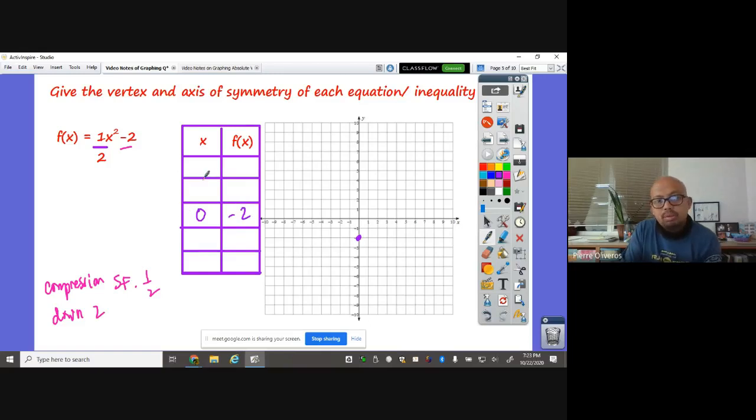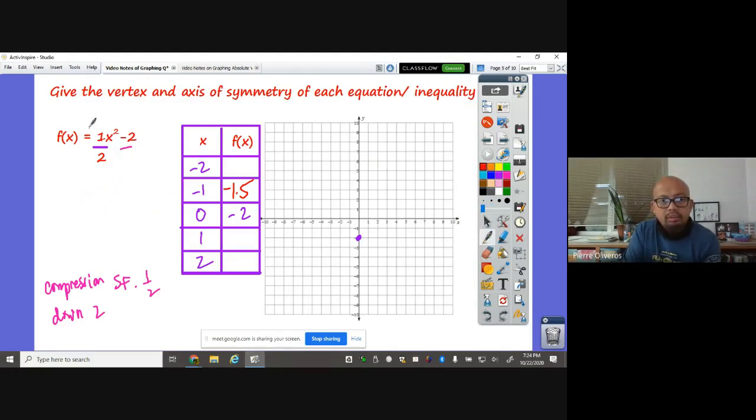Pick two numbers before 0: negative 1, negative 2. Afterwards, it will be 1 and 2. So we plug in the negative 1 to the equation. Negative 1 squared is going to be 1, times 1/2 is 1/2. Minus 2 is going to be negative 1.5, negative 1.5 there. You can use your calculator to get the value of the y.